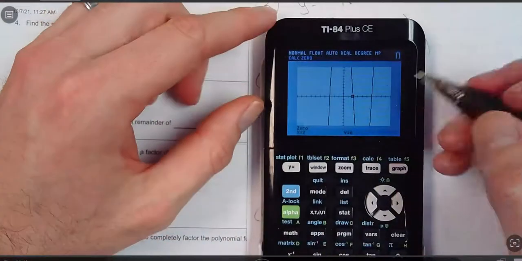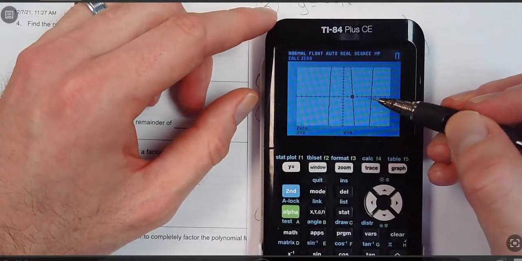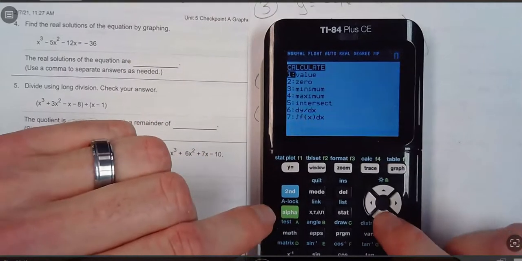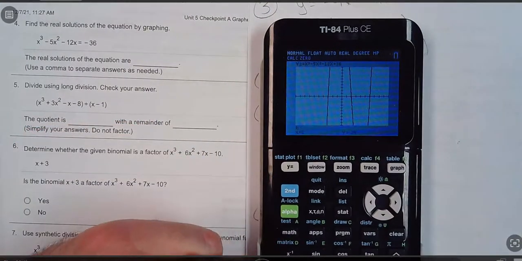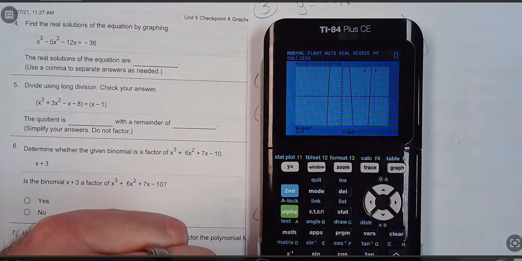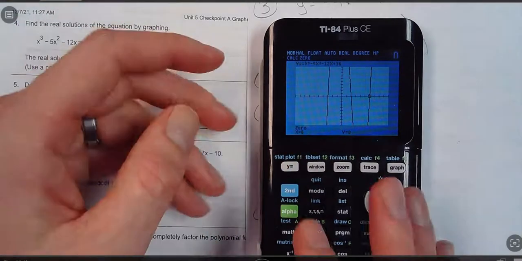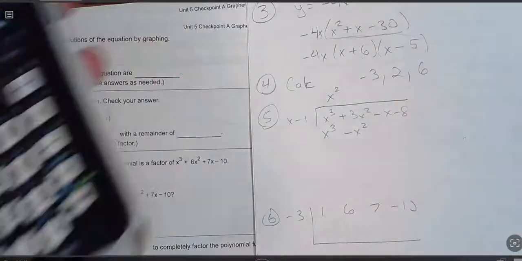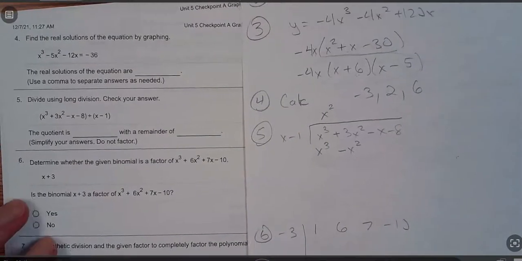And then the last one looks like it's between 5 and 7. So I'm going to go 0, 5, 7. And for a guess, I'm just going to enter. It looks like it is 6. So 6 is the last one. So that's how you find them on the calculator.